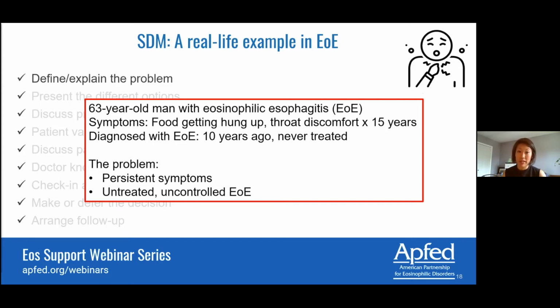Okay, the problem is you've got persistent symptoms for at least 15 years. And on the other side of it, you've got untreated, uncontrolled disease to explain the symptoms. Clearly, there's a problem here.